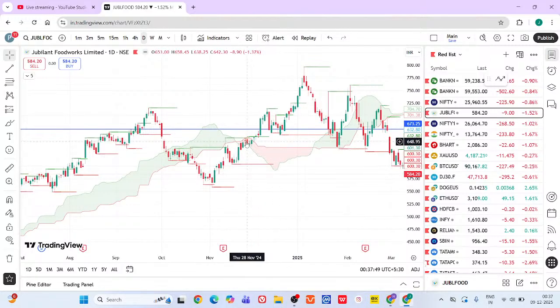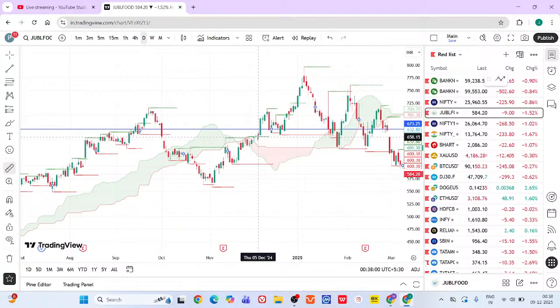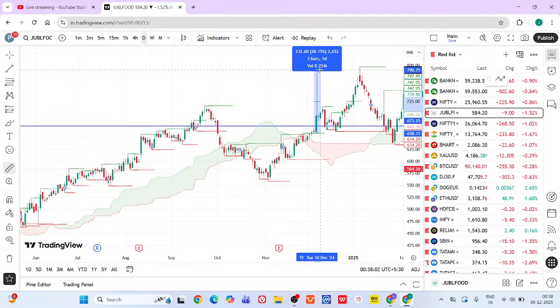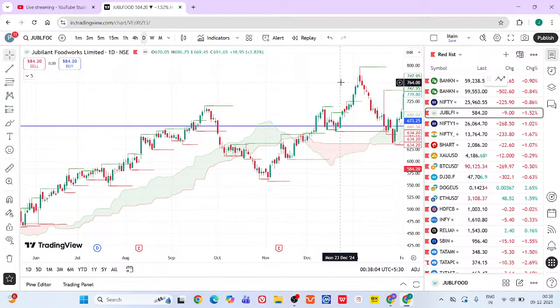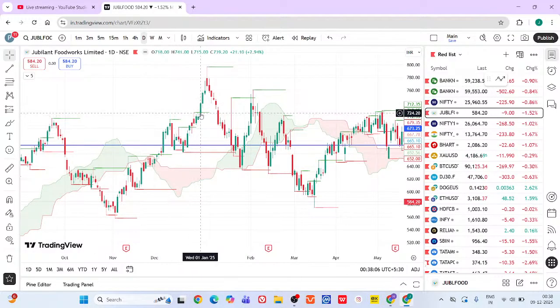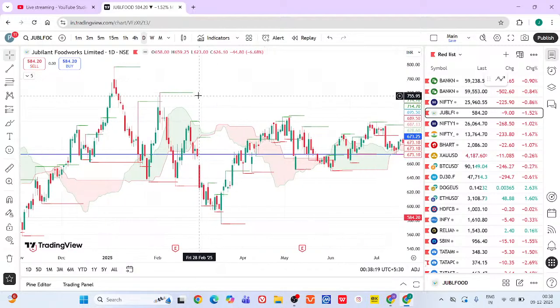Here, do we go long? Yes, we can, because the cloud is blue. Here we take a buy, right? We're going long here. How much gain? Almost 20%, right? Where is the stop loss? This low, correct?